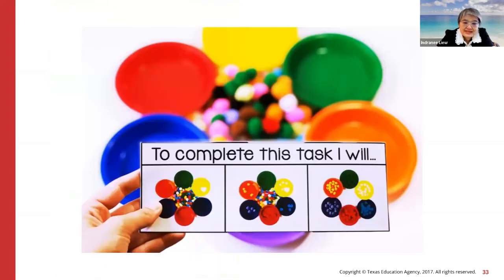To complete this task, what will I do? So you've got plates, colorful plates, and then these are pom-poms. In the beginning, all the pom-poms are in the middle. After that, what do you do? They sort the pom-poms according to color. And at the end, when they finish the task, they will know they have finished the task when the middle is empty. Now I can see it.